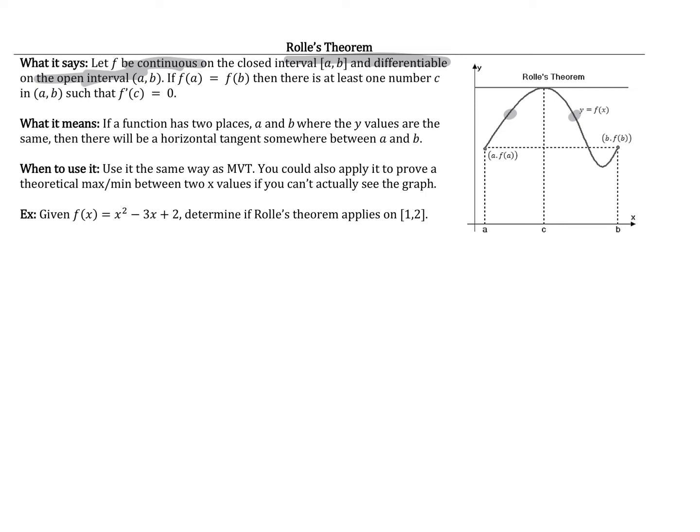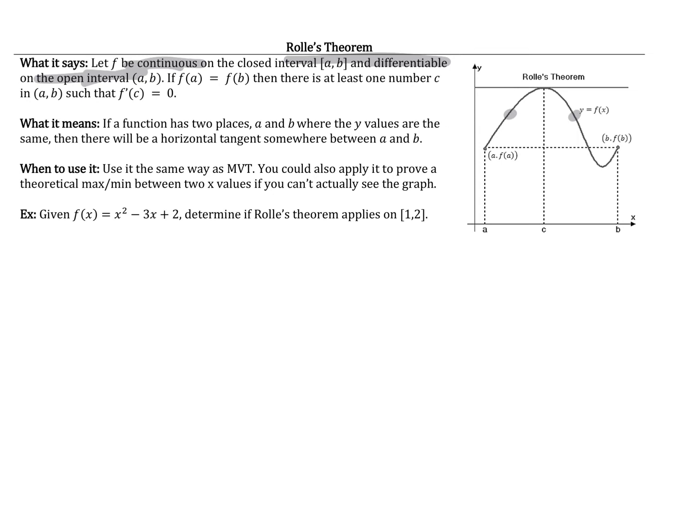So what this means is, if a function has two places, a and b, where the y values are the same, then there will be a horizontal tangent somewhere between a and b. This is used exactly the same way as the mean value theorem. It could actually be used to prove that there's a max or a min value between two x values if you don't have the graph. But really the process is just showing that the derivative must be equal to 0.